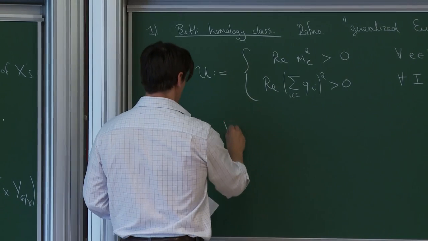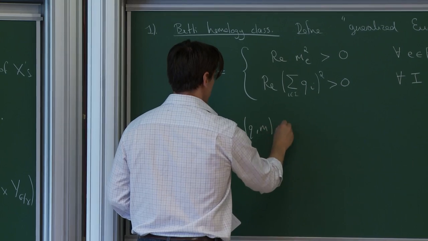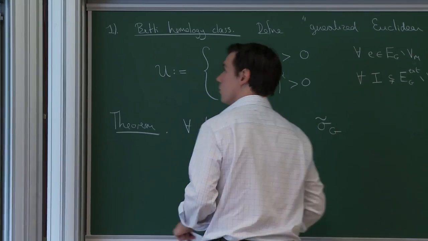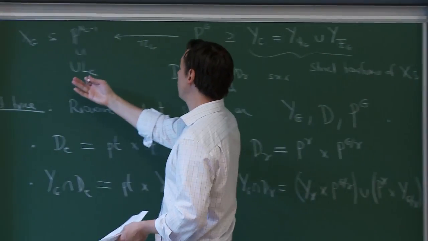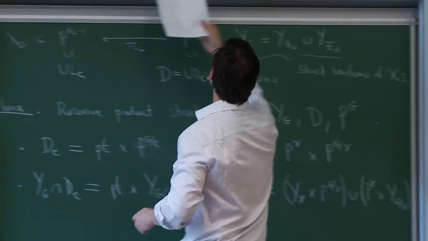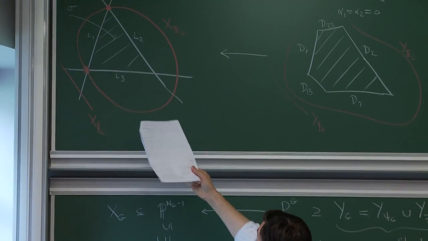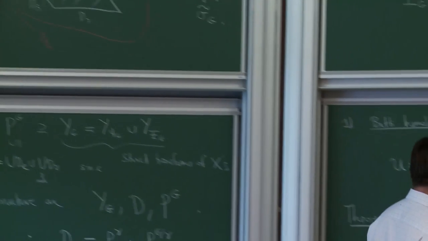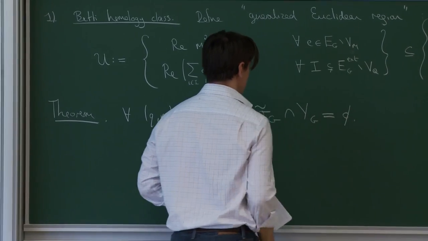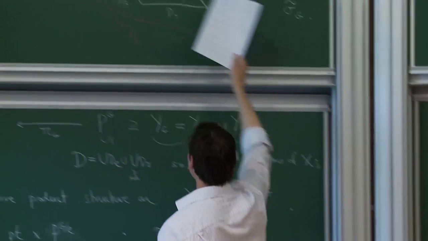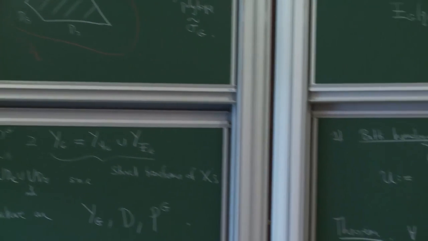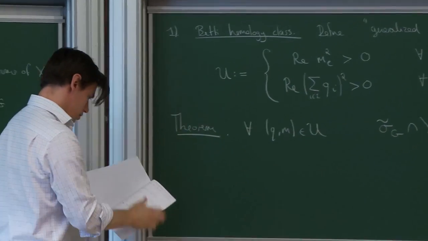So, a theorem: for all masses and momenta in this space, the Feynman polytope, which I defined last time, the pullback of the closure for the analytic topology of the pullback of the interior of the coordinate simplex, does not meet the strict transform of the graph hypersurface. So in that picture, it means that the red line does not meet the polytope over which we want to integrate. Did I forget something? No.